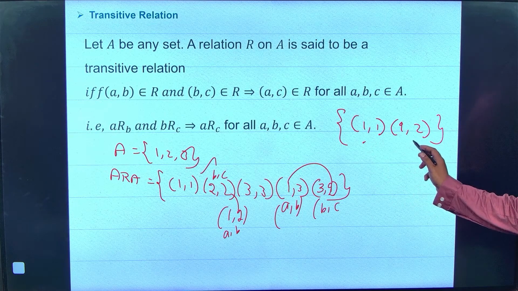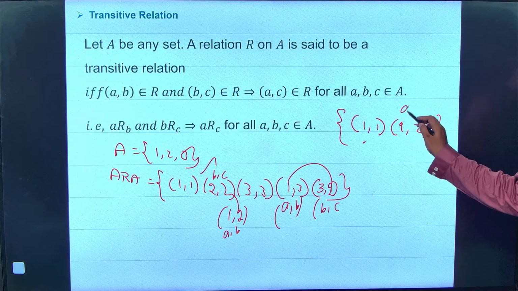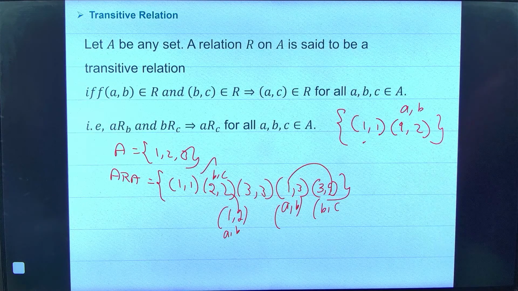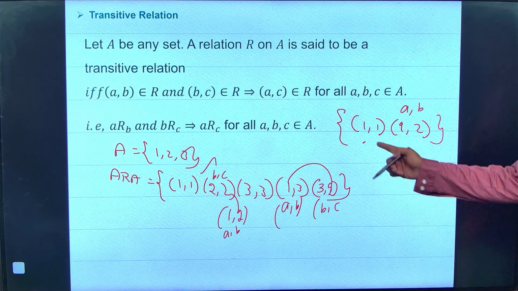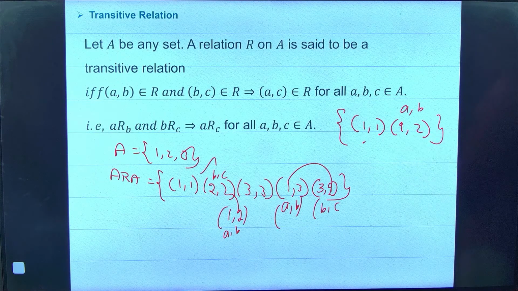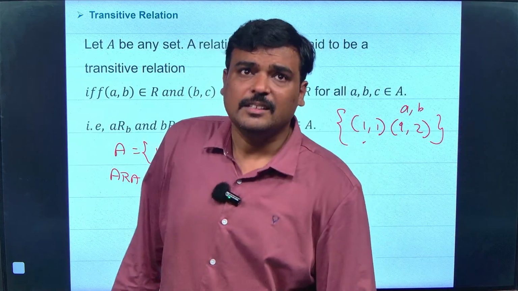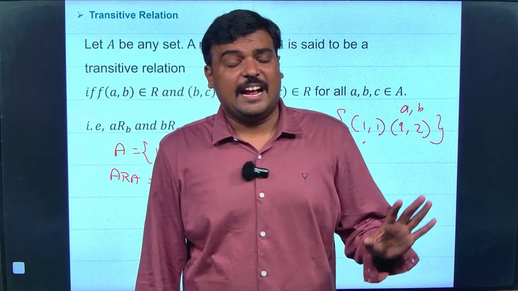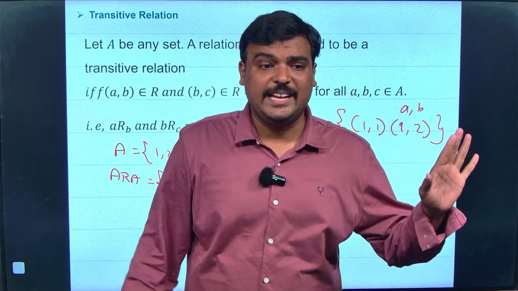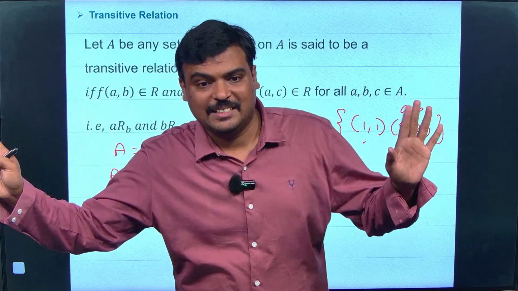No, sir, it's not transitive. I have A comma B here. Is any element starting with 2 here? No, sir. The beauty of this condition is that when I don't have A comma B and B comma C, then also it is transitive.